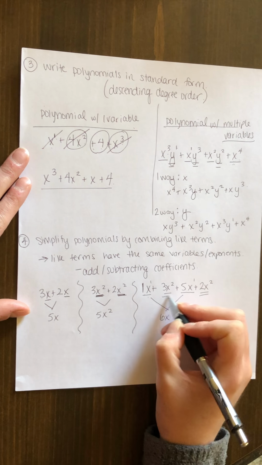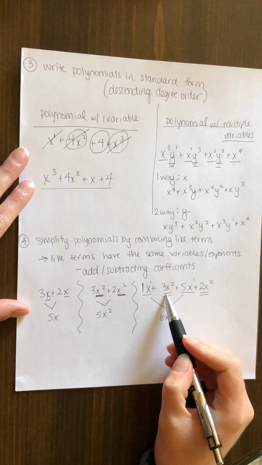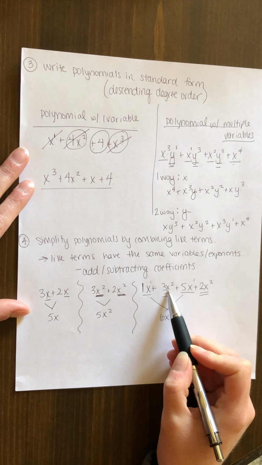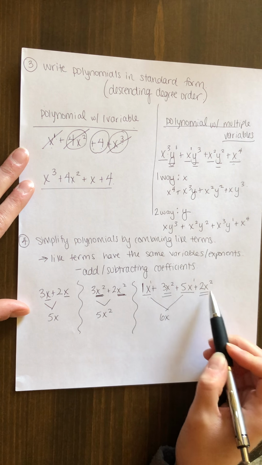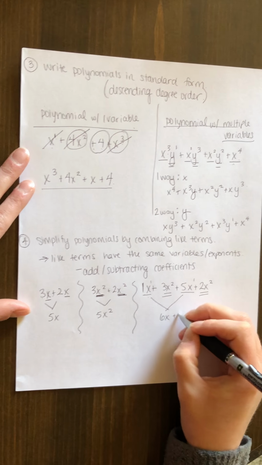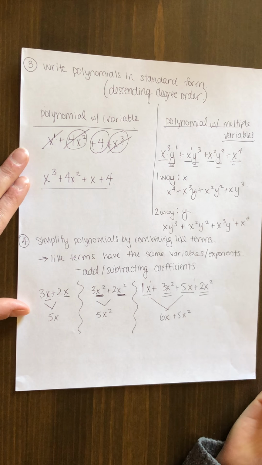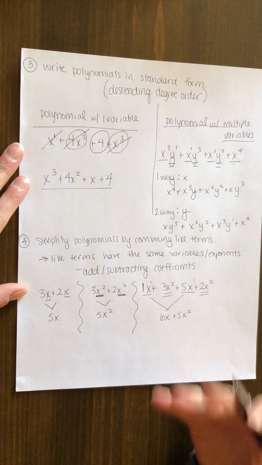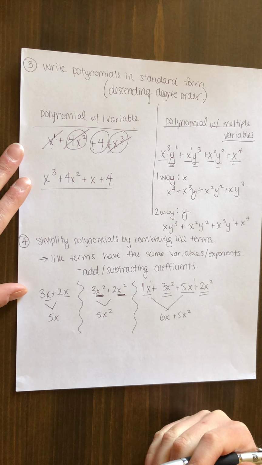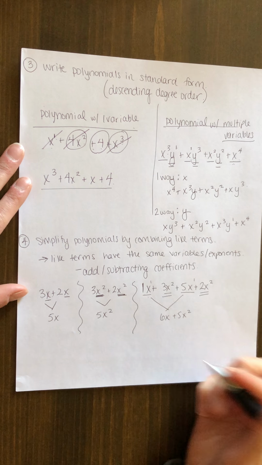I'm then going to look at the x squared terms because these are like terms because I have the same variable with the same exponent. So I'm going to add the coefficients. 3 plus 2 would give me 5x squared. So when you're combining like terms, you want to look for terms that have the same variable and the same exponent.